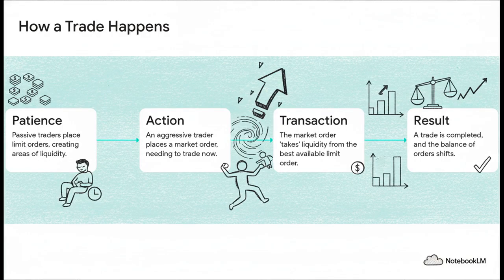So here's the life cycle of pretty much every trade. First, you have patience. The waiters set up their limit orders, creating these pools of liquidity. Then comes the action. An aggressive taker comes in hot with a market order. That leads to the transaction, where that market order literally takes the best available limit order off the books. And the result? A trade goes through, and the whole balance of the market shifts, even if it's just by a tiny bit.